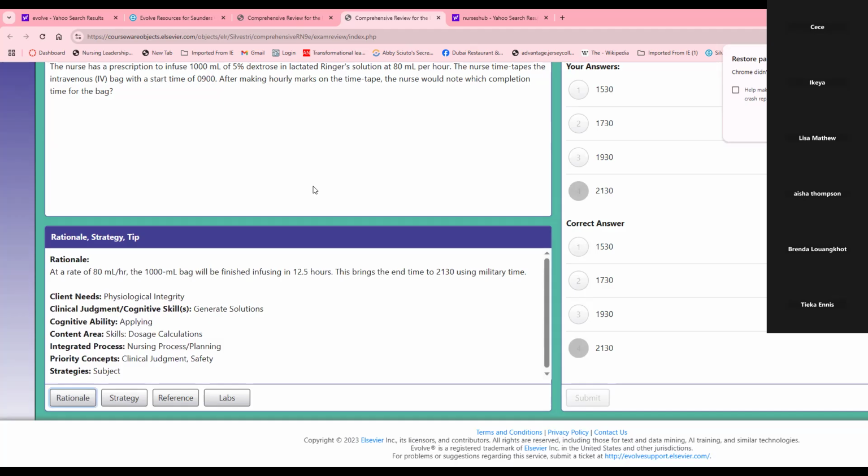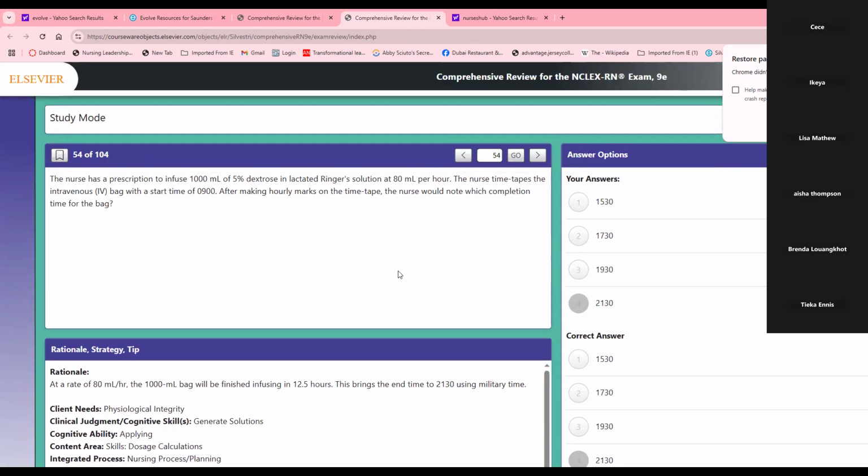So what do we need out of this statement? Okay, so you know that you have 1,000 mLs. You know it's running at 80 an hour. Okay, and it's asking you after a start time of 0900, what time will it stop?